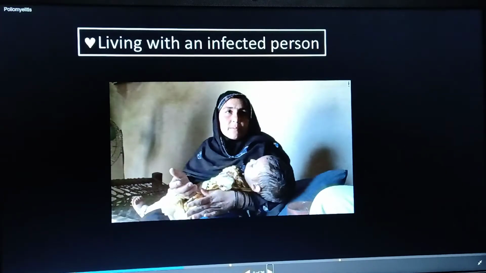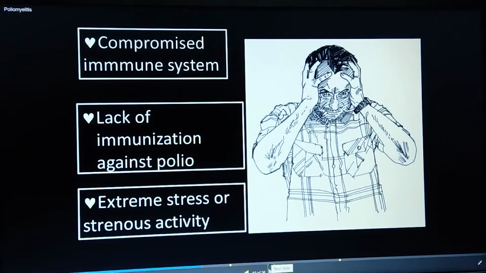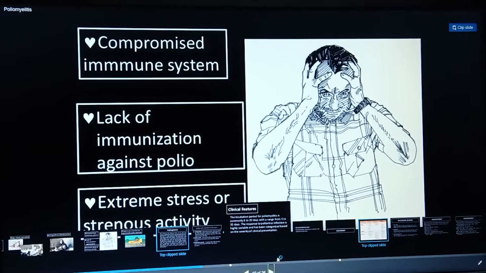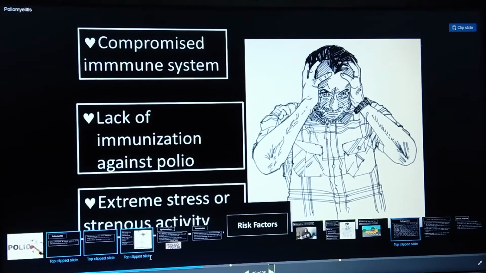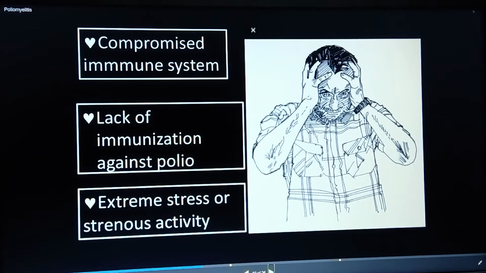Okay, and living with an infected person. A person who is already infected with the polio virus can transmit the infection. Another risk factor is a compromised immune system and lack of immunization against polio. If you are not immunized against polio, you have an easy chance of getting the polio virus. Extreme stress or strenuous activity also leads to a greater chance of getting the virus.